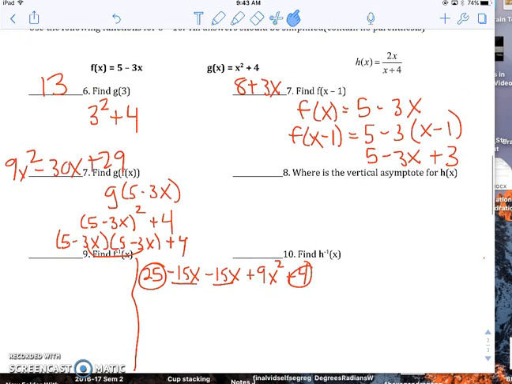For the vertical asymptote, we could either graph this or we could look in our denominator. So what makes that denominator equal to 0? That would be when x equals negative 4.